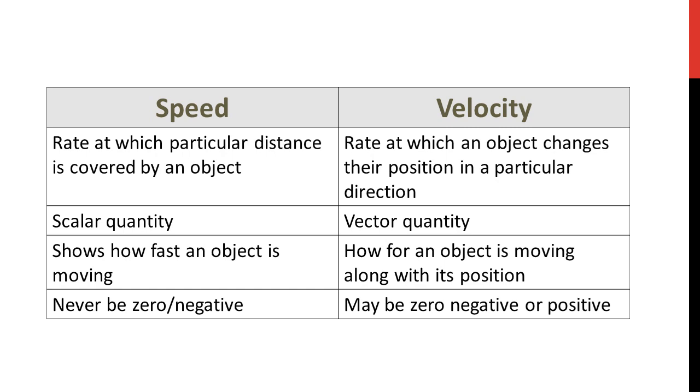Speed shows how fast an object is moving. Whereas velocity shows how far an object is moving along with its position. It also takes the position into consideration. In speed, it will just give how far it is moving. It will not consider the position or the direction. Whereas in velocity, it will consider both how far it is moving and also the direction or position. So speed is never zero or negative as it considers the entire length, whereas velocity may be zero, negative or positive.